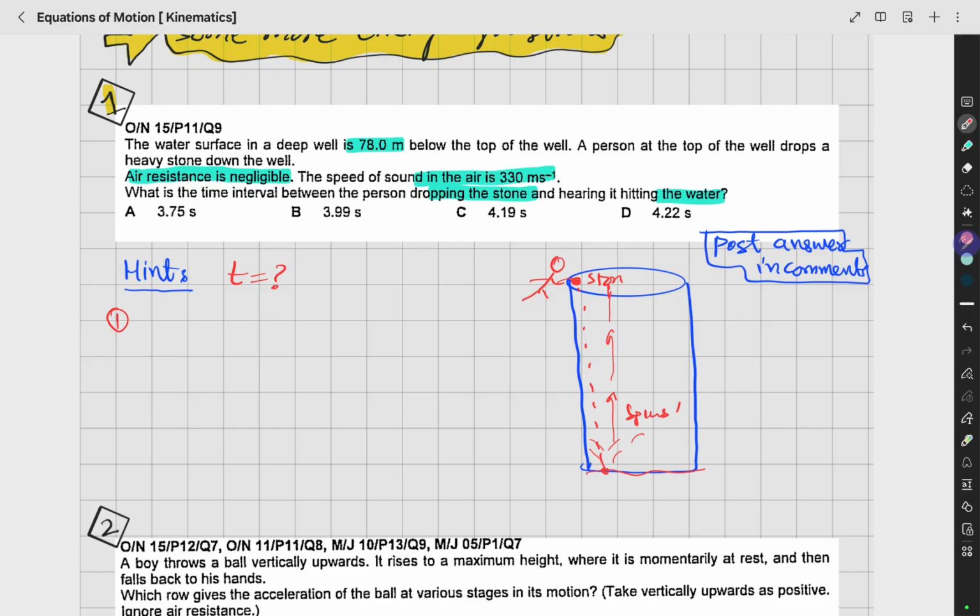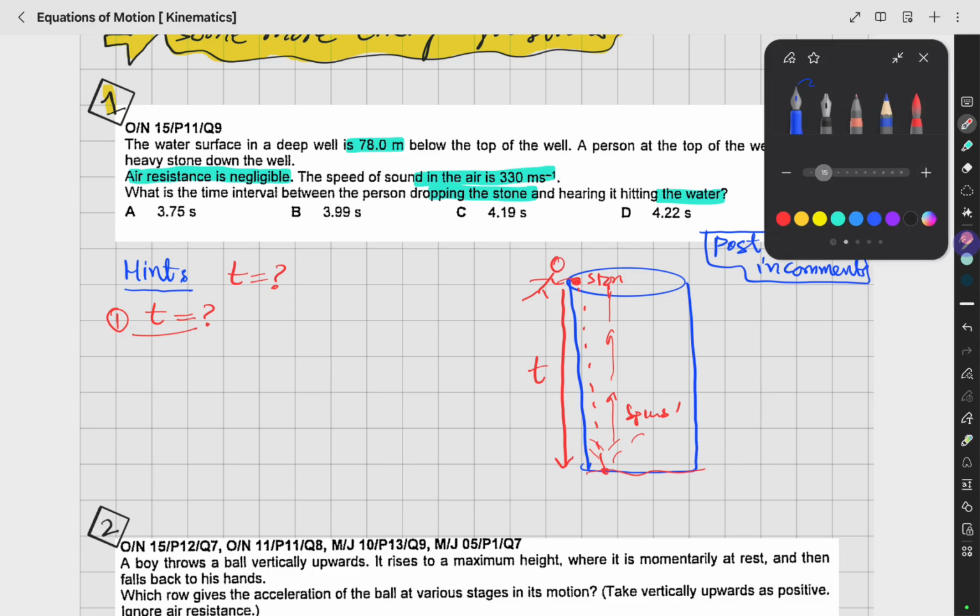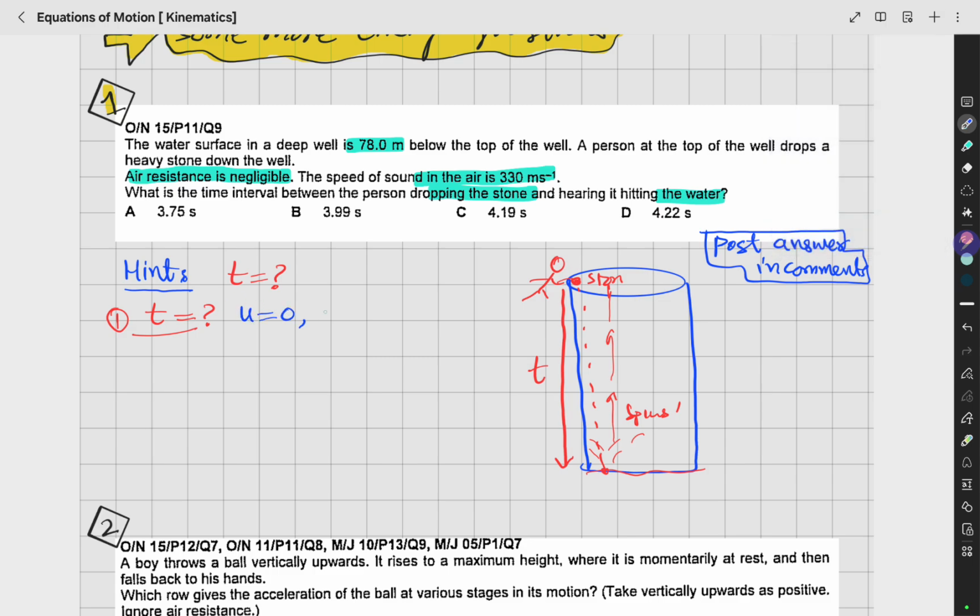In the first situation, you will see how long the stone takes to reach from here to the bottom. So you have to find the time. For that you have to pick the data. The initial speed of the stone is 0, as air resistance is negligible, so g is plus 9.81 and the depth is 78 meters. You don't know the velocity, so you will use an equation in which v is not there. So you're using s is ut plus half at square. You'll be using this to find the time.